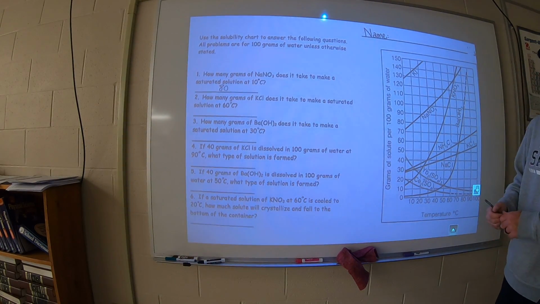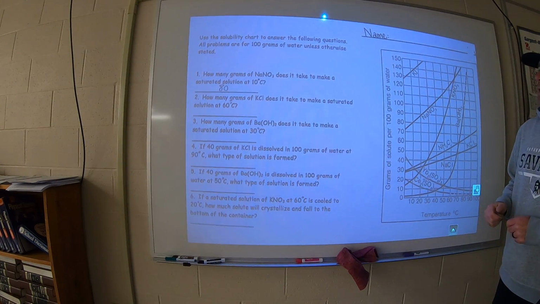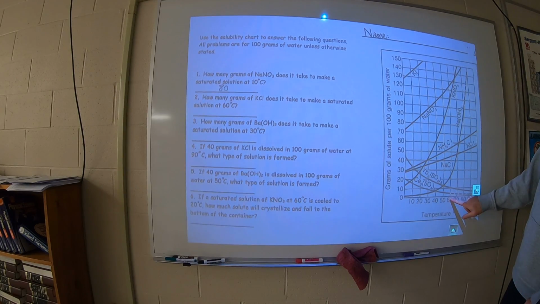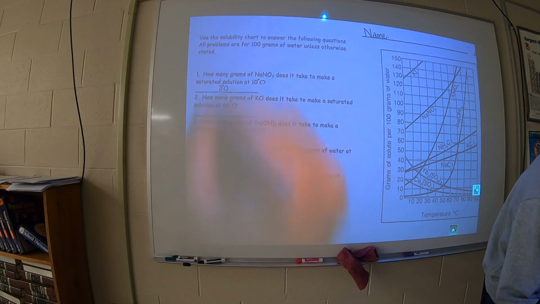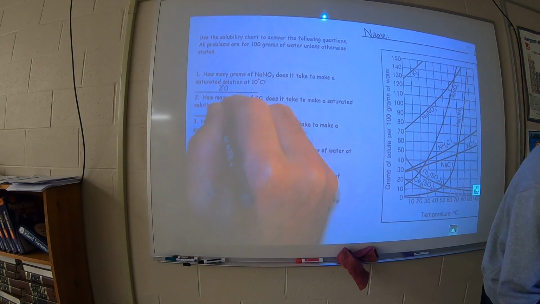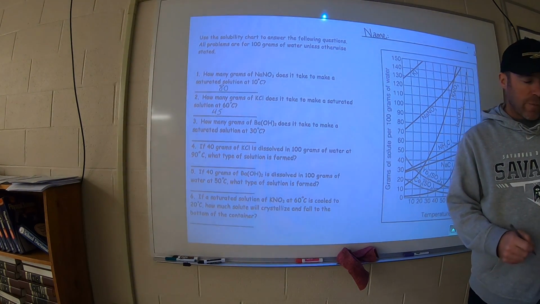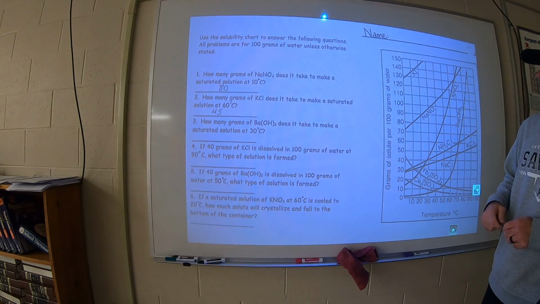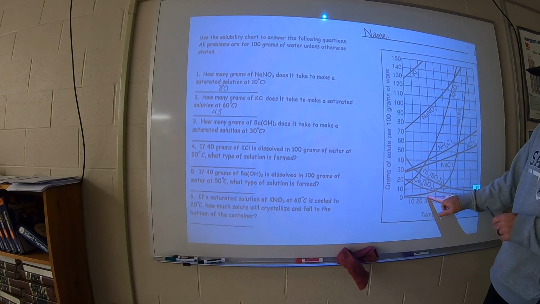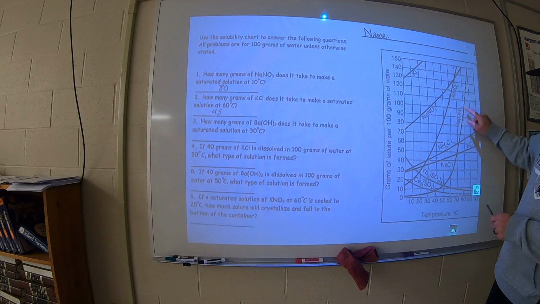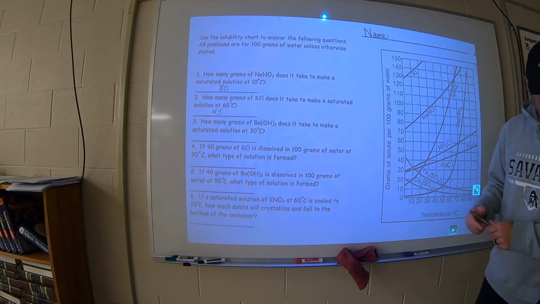Number 2, how many grams of KCl does it take to make a saturated solution at 60? So we find 60, see where it hits the KCl line, and it's about 45. So 45 grams. Number 3, how many grams of barium hydroxide, BaOH2, does it take to make a saturated solution at 30? So find 30, intersect with barium hydroxide, that's this line right here, and it's about 5.